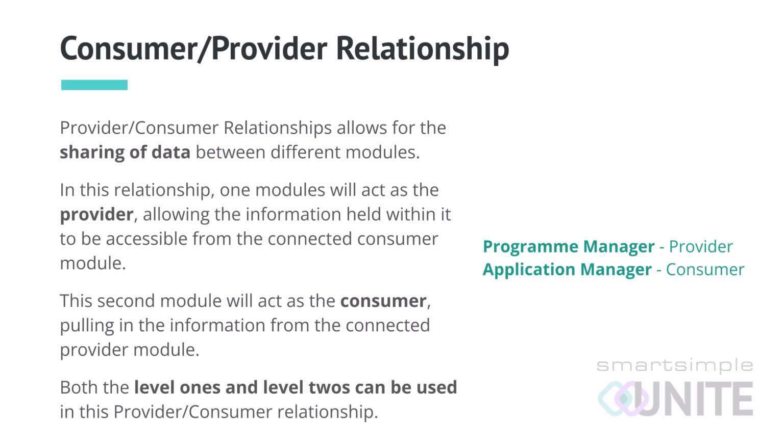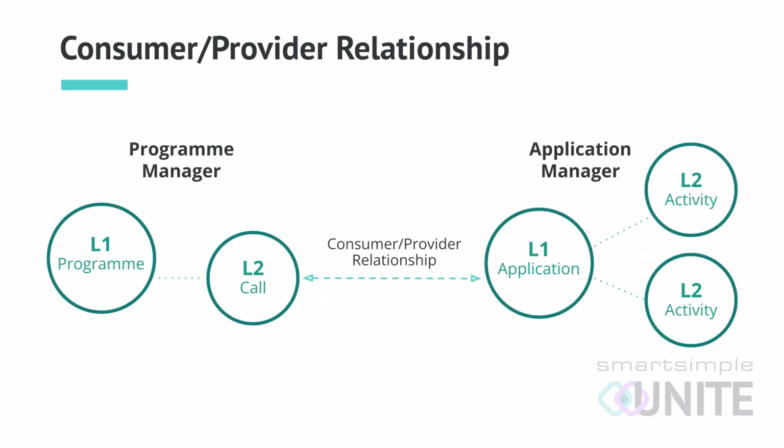We see an example here where the Program Manager is the provider and the Application Manager is the consumer. Using our Program Manager and Application Manager as an example, we see how data flows from provider to consumer. The Program Manager provides information on programs and calls, which the Application Manager consumes to facilitate the application processes. This symbiotic relationship streamlines operation and enhances data accessibility.